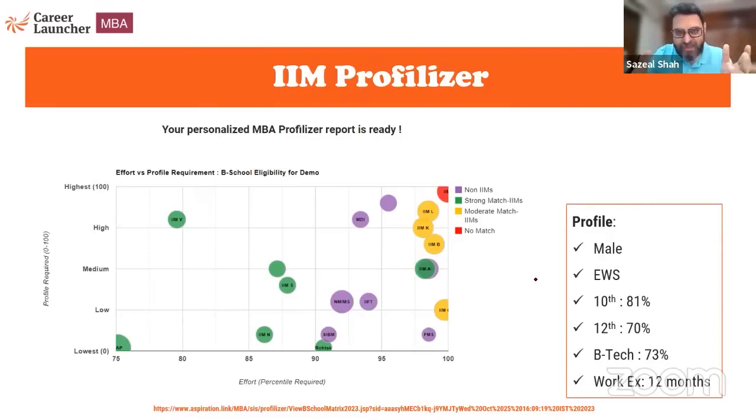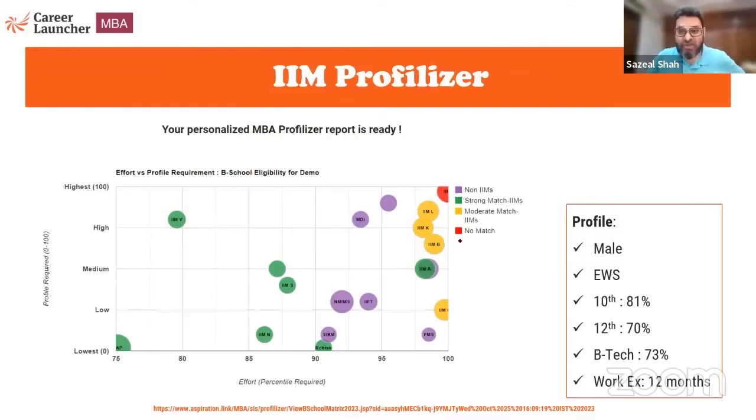Students of CL can find the MBA Profilizer, B School Profilizer right in their ASPI account, which is the student portal. Those of you who are not students can find it on the website also. Please go to the website, look for the B School Profilizer, MBA Profilizer. The word is Profilizer. Look at the spelling and go for it.